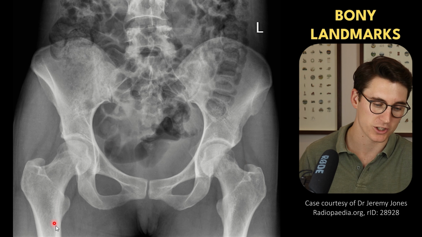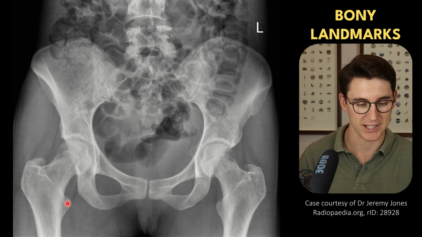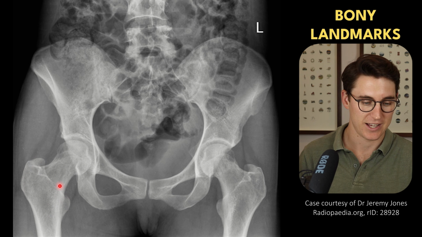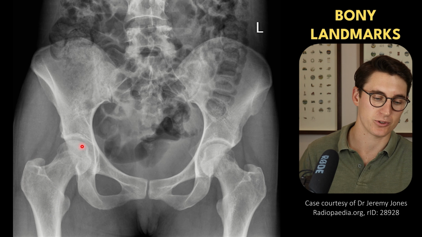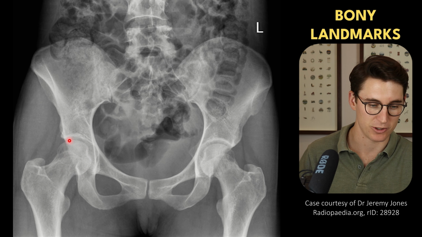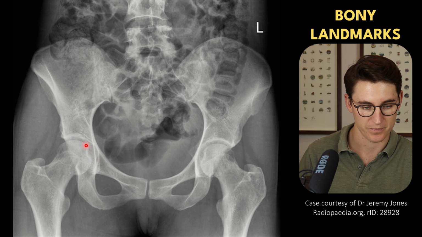We can start in the proximal femur here. We can see our lesser trochanter and our greater trochanter of the femur, and the line between these two is our intertrochanteric line. Then our femoral neck heading up to the head of the femur, which is sitting within this acetabulum. This is our hip joint here.